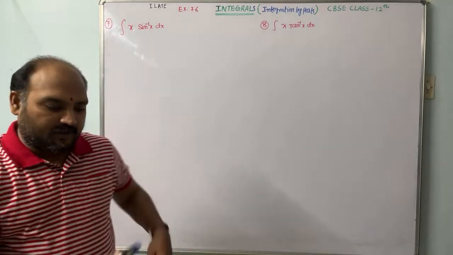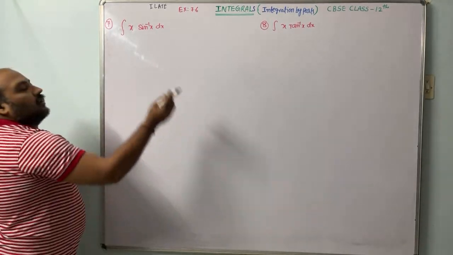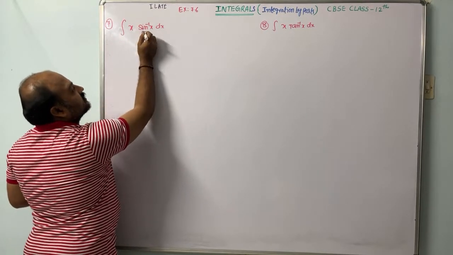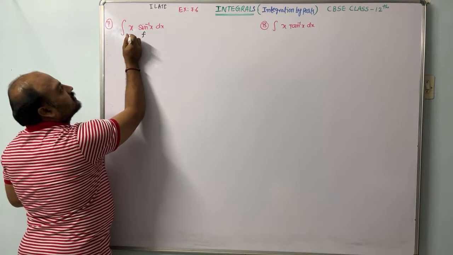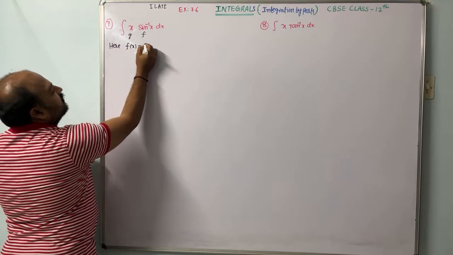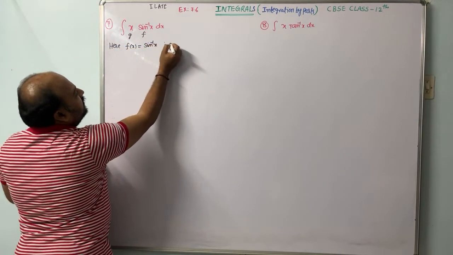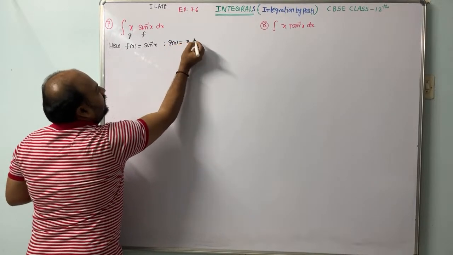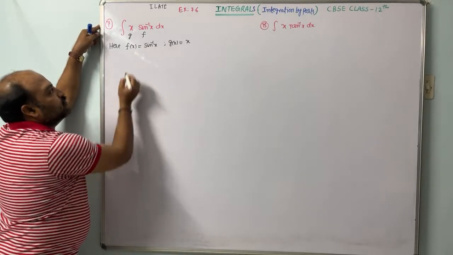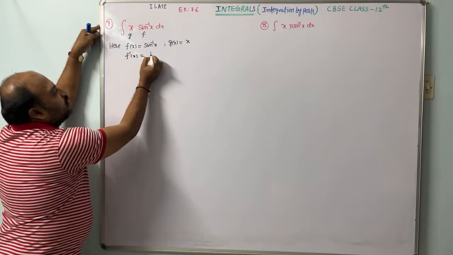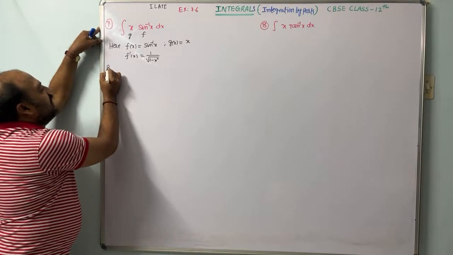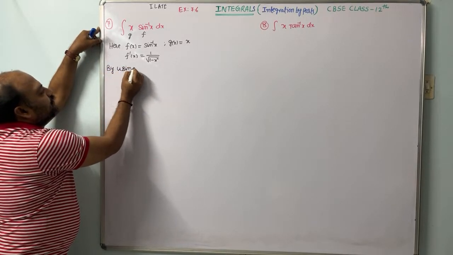Integration by parts. In this, dear students, x is algebraic, and the inverse function is the first function. I will take it as the first function. Now this is f, this is g. So here f of x is equal to sine inverse x and g of x is equal to x. Now f dash of x is equal to 1 by root of 1 minus x square.